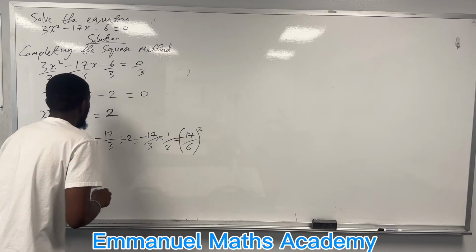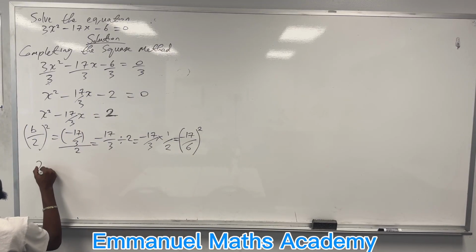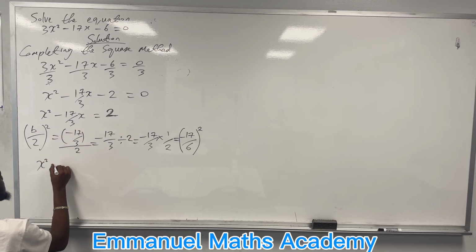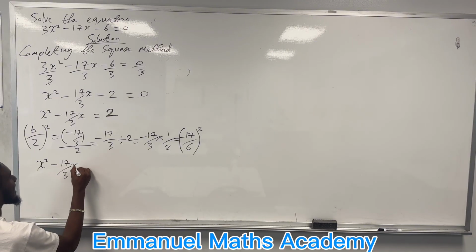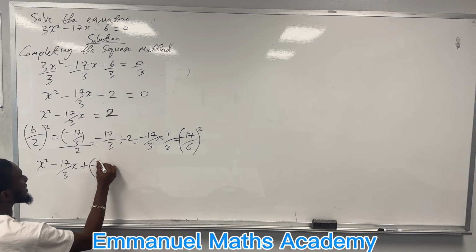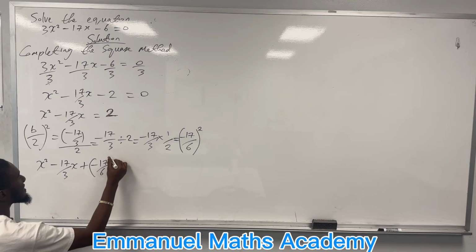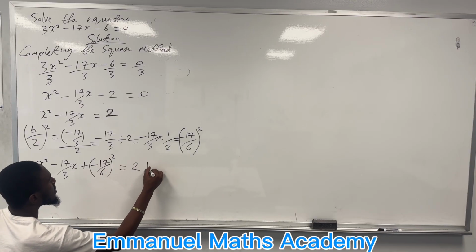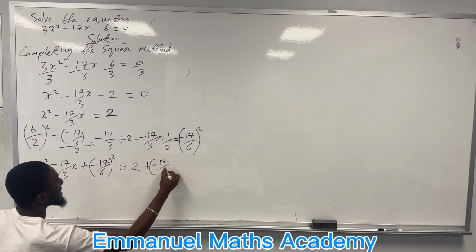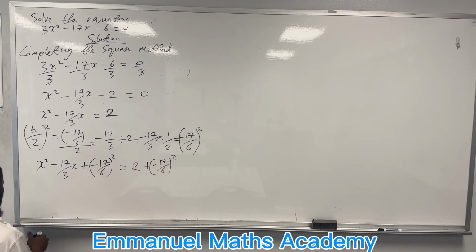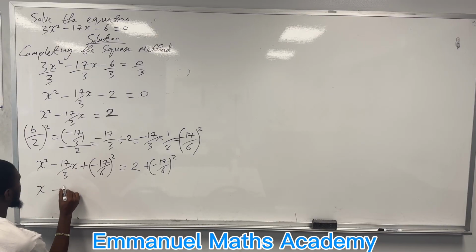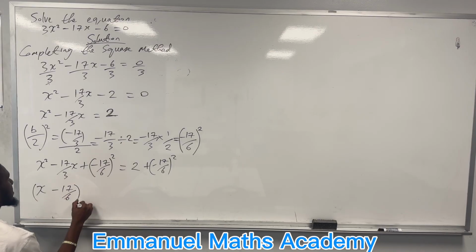If we add it to both sides, you have x squared minus 17 over 3x plus minus 17 over 6 squared equal to 2 plus minus 17 over 6 squared. From the left-hand side, check the variables that have square. This and this, to bring them together. Hence, you have x minus 17 over 6 squared. If you expand this, you still get the same thing.